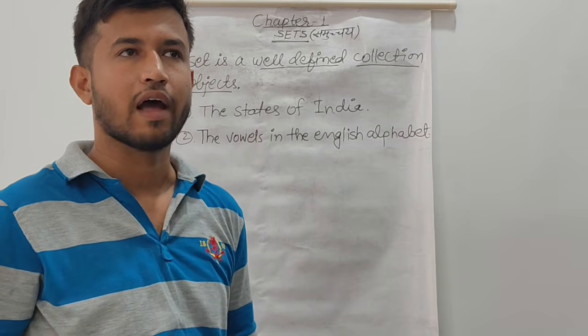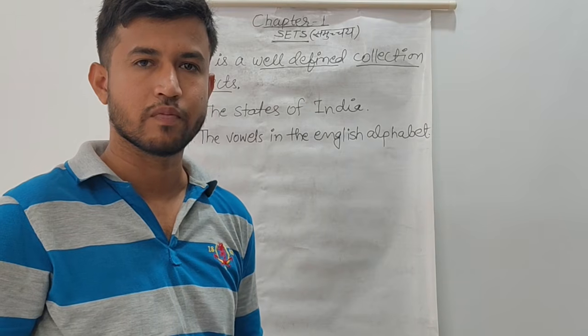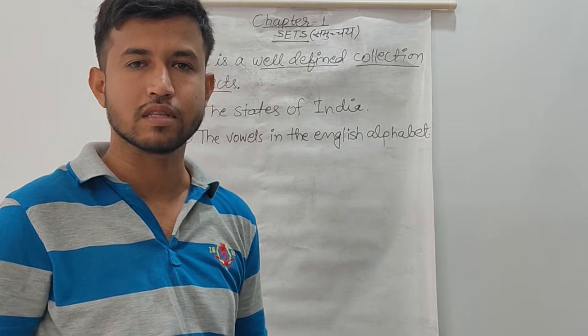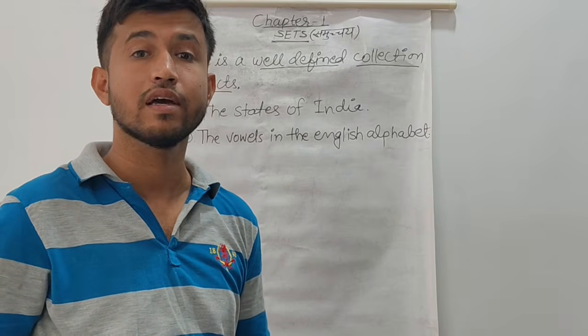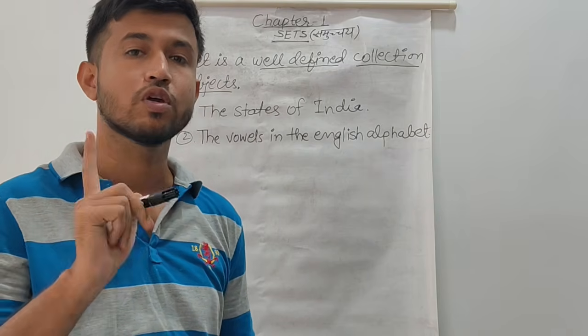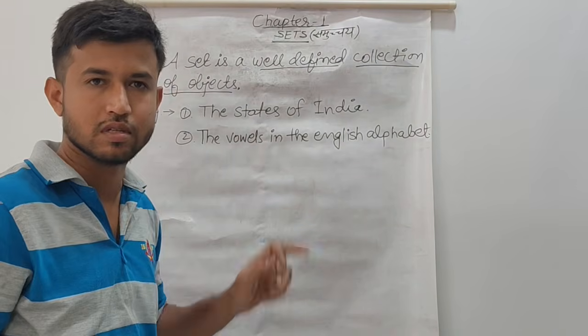Suppose I ask a student about your favorite movies, and I ask other students about your favorite movies. Both have different choices. That can't make a set. That should be universal, well defined. So these are the examples.